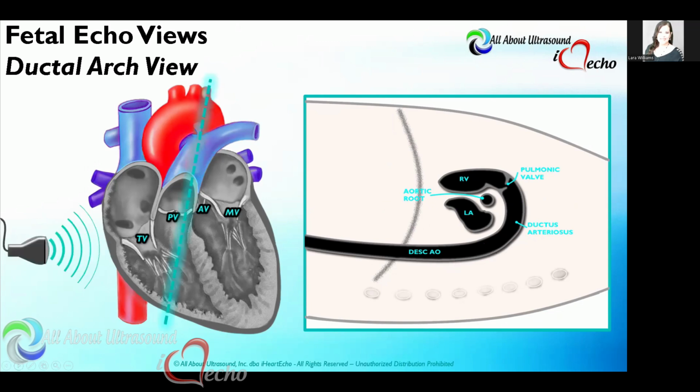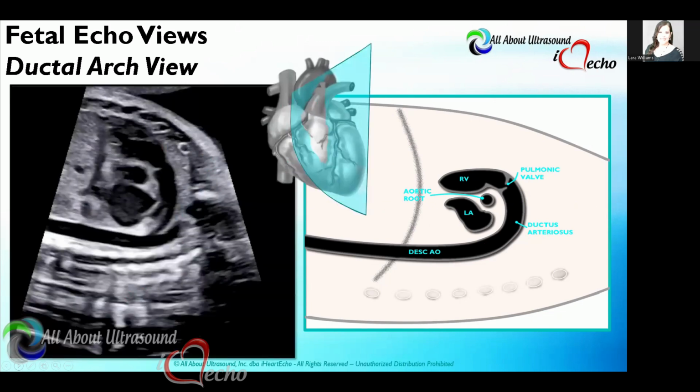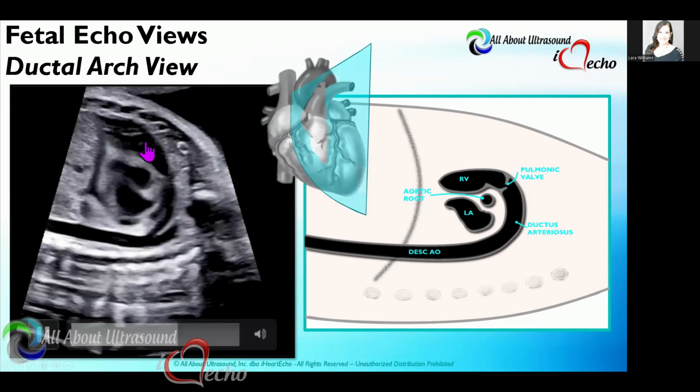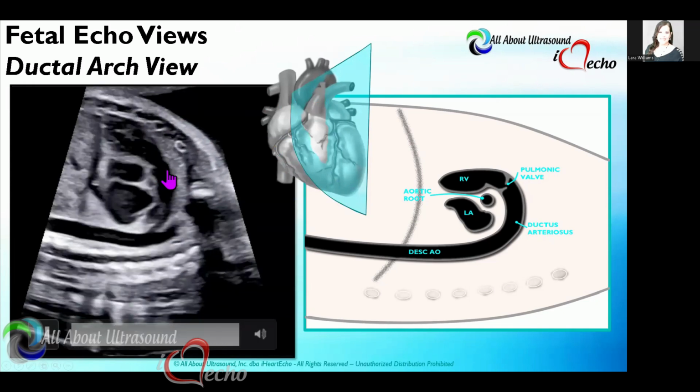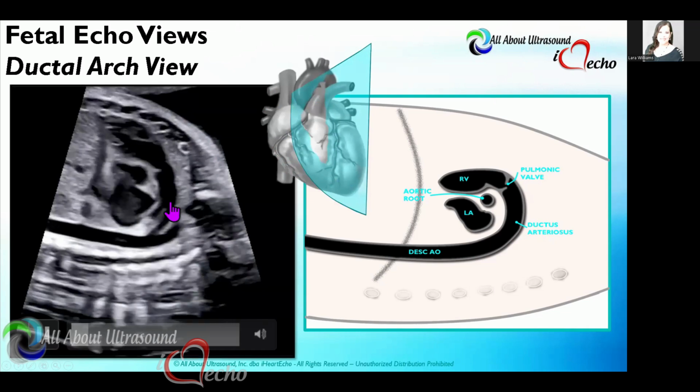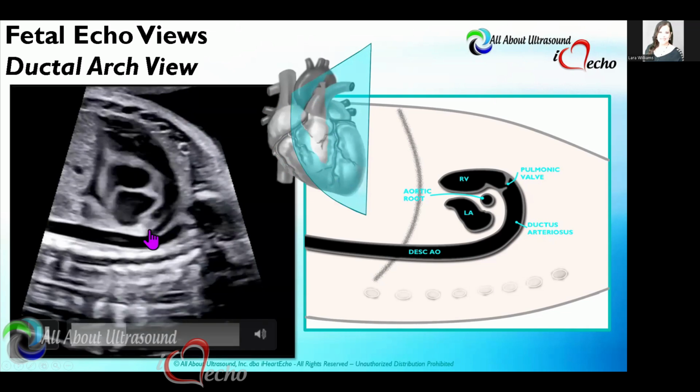Then, when we take that to look at the actual exam, right? We can see here we have that pulmonic valve, right? We have that ductus arteriosus connecting into the descending aorta.